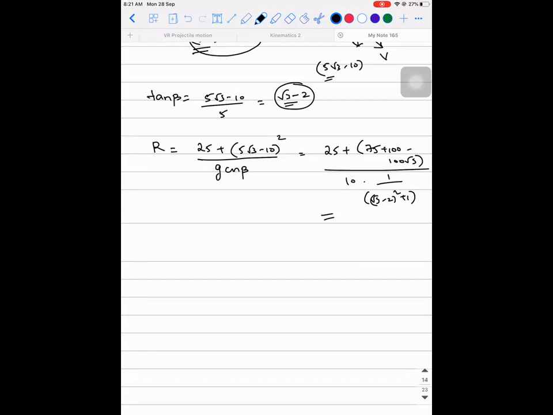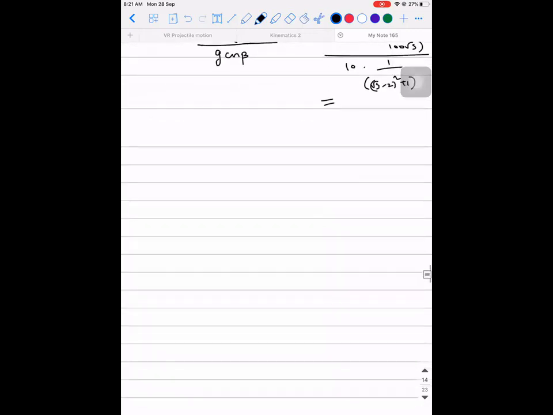A ball is thrown horizontally from a height of 20 meters. It hits the ground with a velocity 3 times its initial velocity. The initial velocity of the ball is? How do you do this? So they are saying that there is a ball that is thrown from a height of 20 meters. And how is it thrown? It is projected at an angle 0 degrees. It is thrown horizontally. It hits the ground with a velocity 3 times its initial velocity. Find the initial velocity.